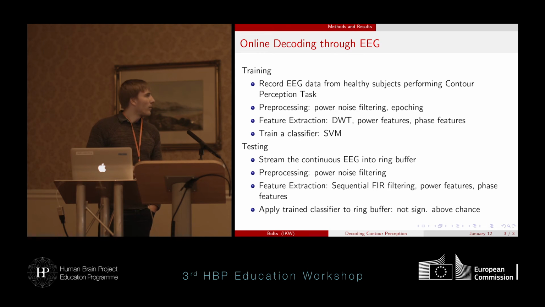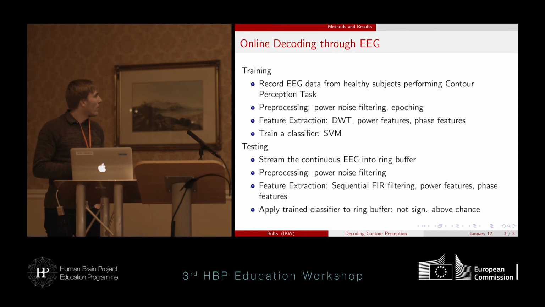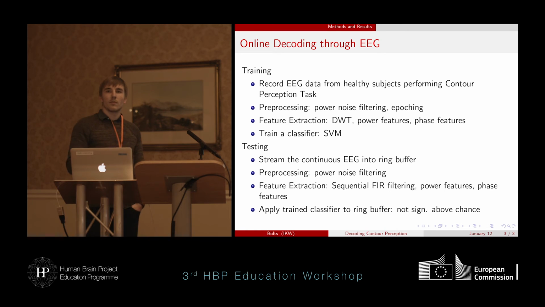So it turned out that it was working for the offline case, so I was able to decode contour perception from EEG data in an offline setup, but it did not work out for the online setting, so the classifier wasn't good enough to predict from continuous EEG data.